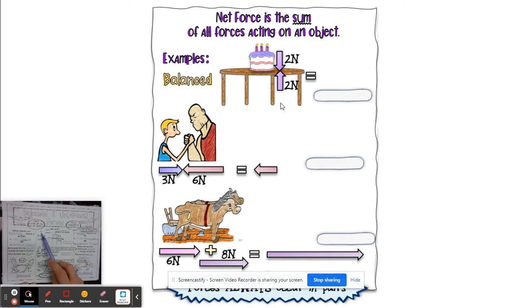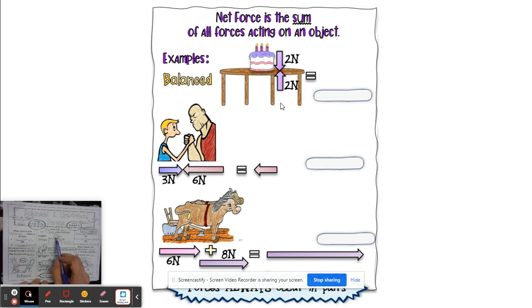Now we're into the center of our paper. Blank force is the blank of, okay, I'm reading on the paper. So now look at the screen. Net force is the sum of all forces acting on an object. Let's look at some examples.